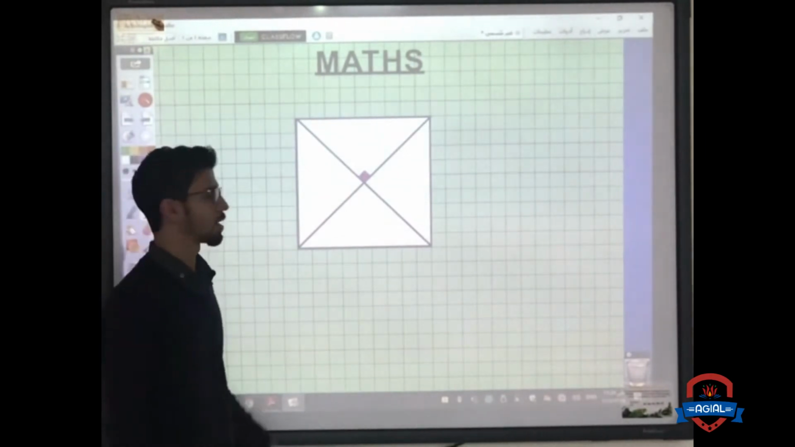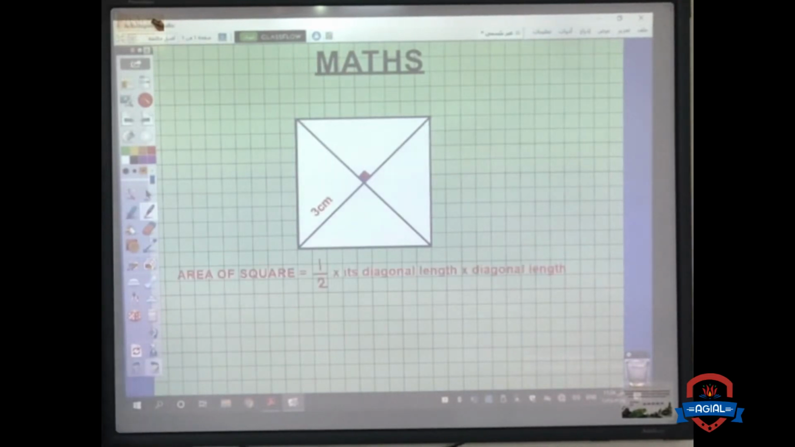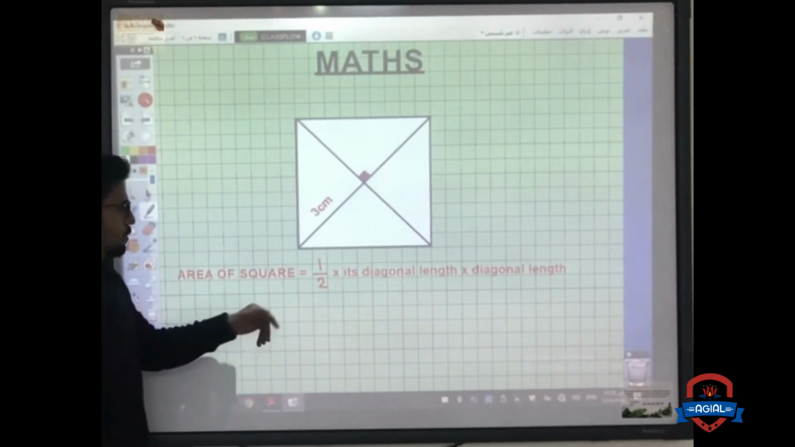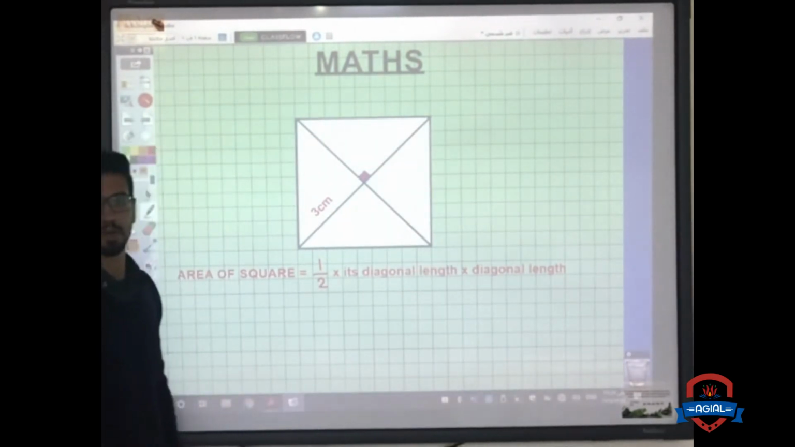And to find the area of a square in terms of its diagonal length, we can use this rule. In this rule, we have the area of a square equals half times its diagonal length times its diagonal length.